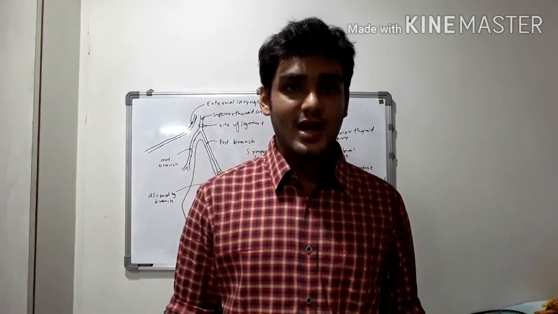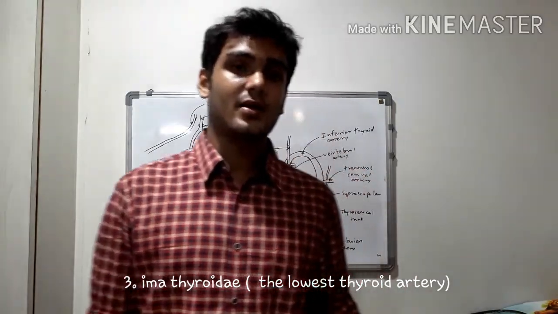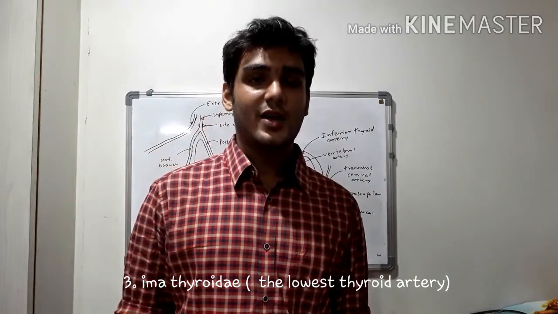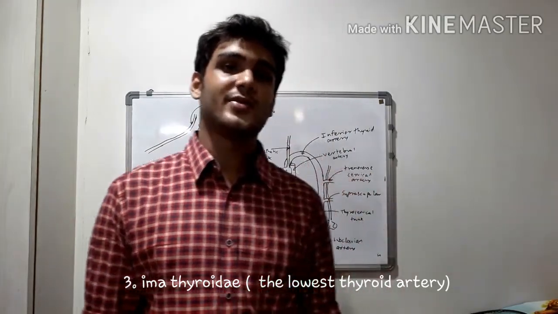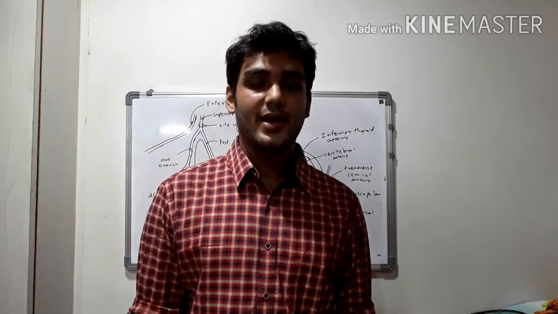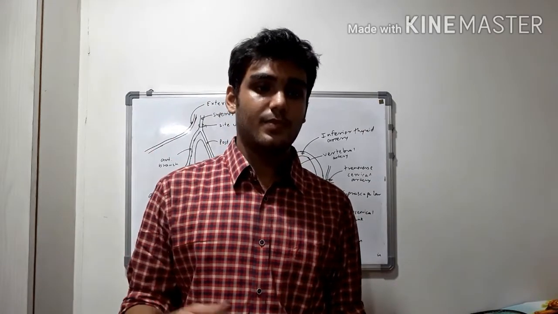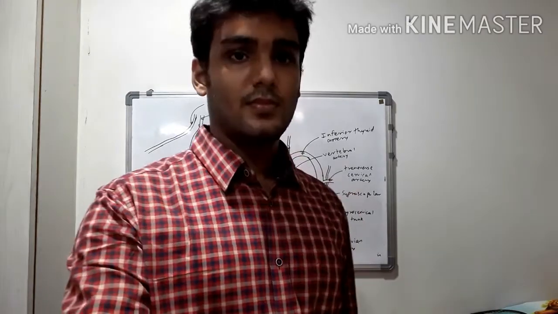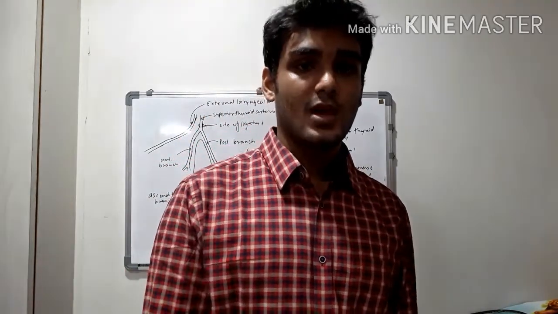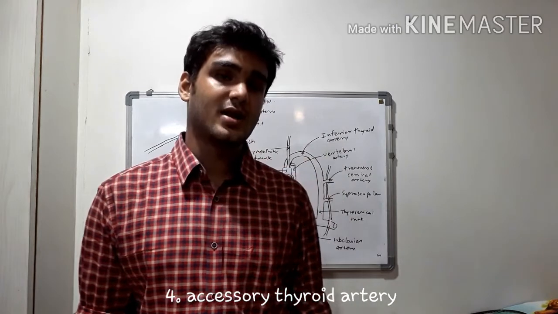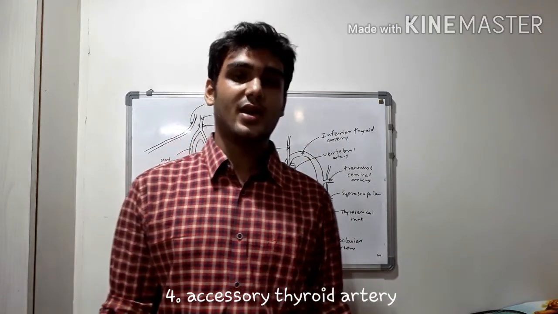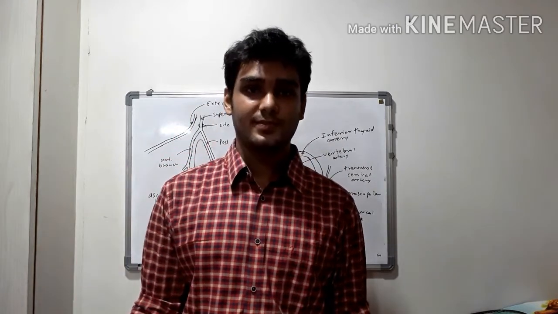Also, there are 2 additional arteries which supply the thyroid gland. One is the ima thyroid artery, or the lowest thyroid artery, which is present in 3% of individuals. It arises from either the brachiocephalic trunk or the arch of aorta itself and supplies the thyroid gland. And the fourth one is the accessory thyroid artery, which arises from tracheal or esophageal artery, and it also supplies the thyroid gland.